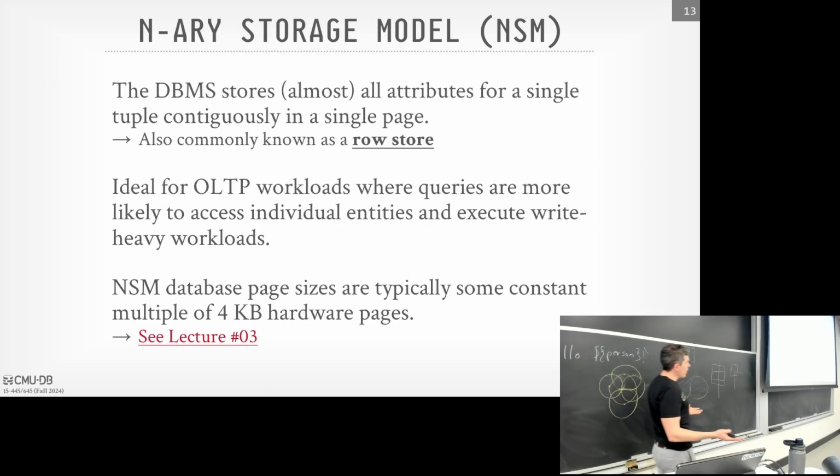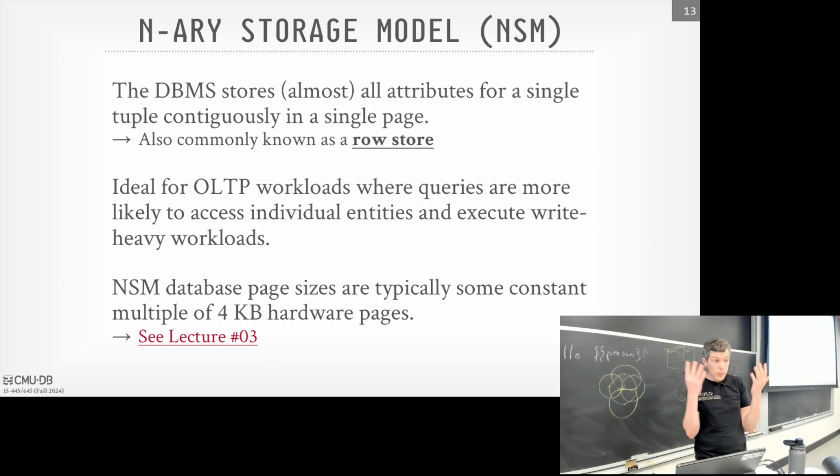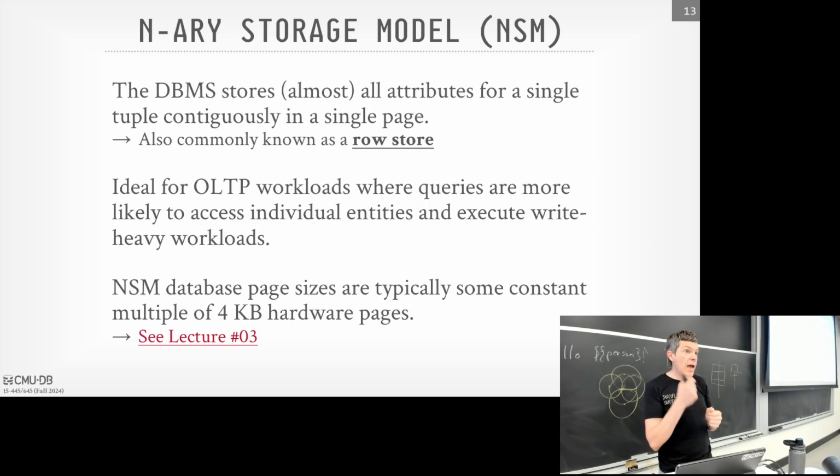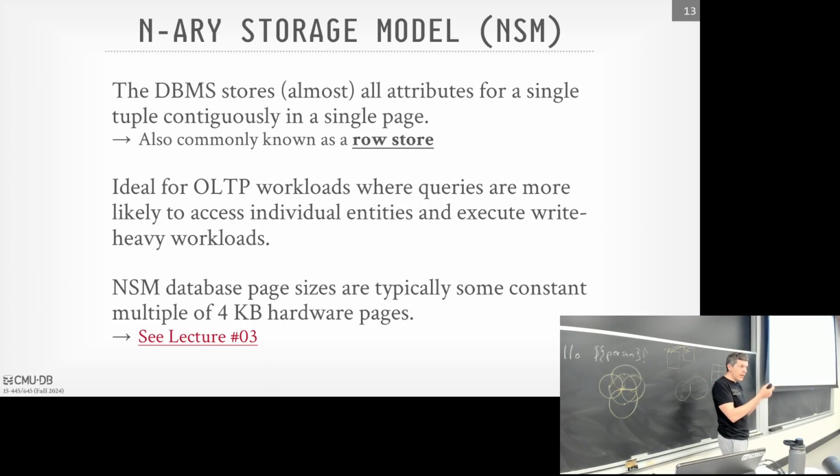So, as I already said, the NSM, or the n-ary storage model, is where you store almost all the attributes, all the values for a tuple, contiguous with each other in the same page, right? And this is going to be great for OLTP, as I said before, because most of the time in OLTP workloads, I'm accessing a small number of tuples, typically one, like if I'm doing a primary key lookup, and I'm typically going to need all the attributes for that tuple in that query, right?